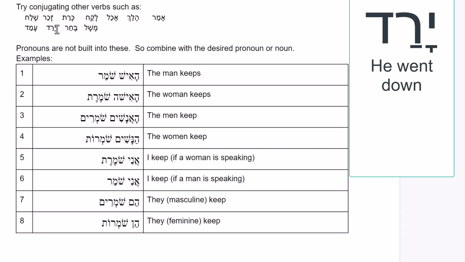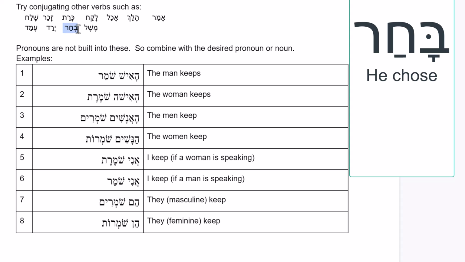The next one, yarad. That means he went down. So yored, yoredet, yordim, yordot. You try. Now I'm going to say all four. Yored, yoredet, yordim, yordot.